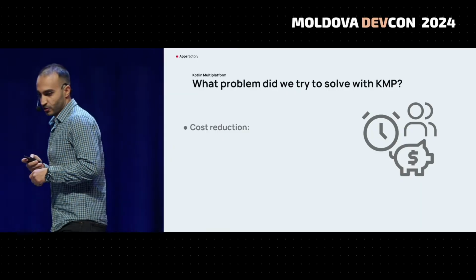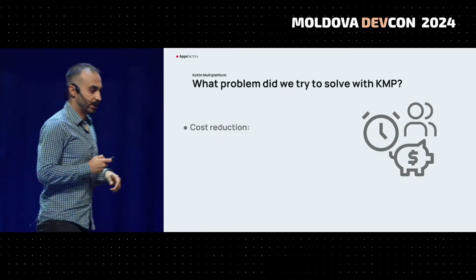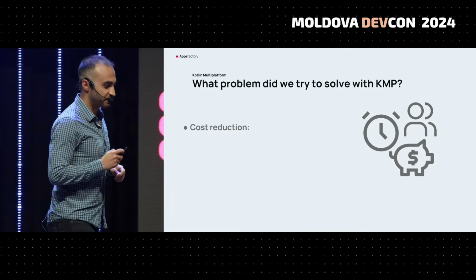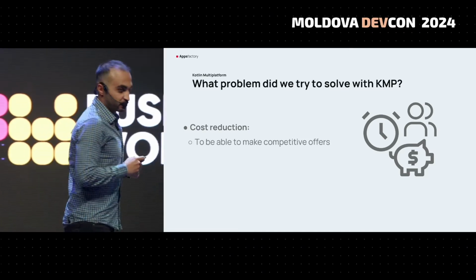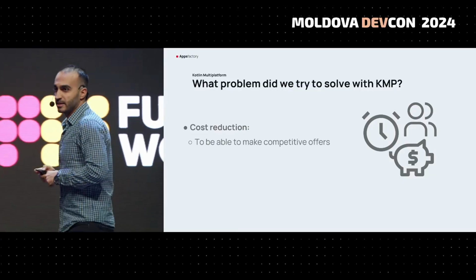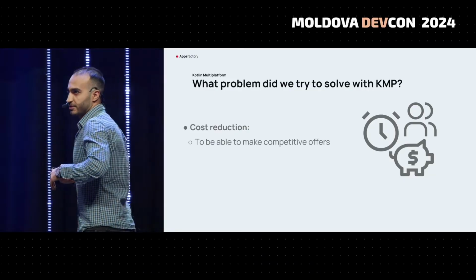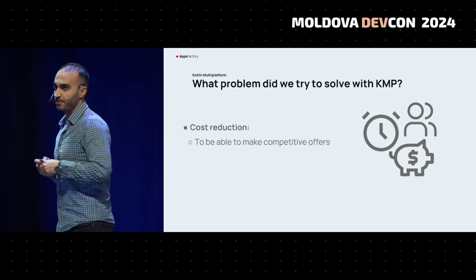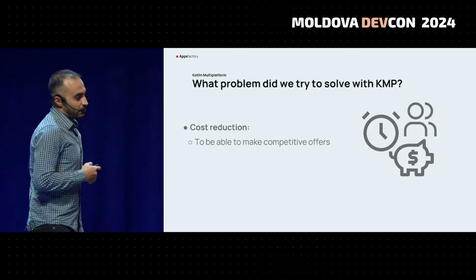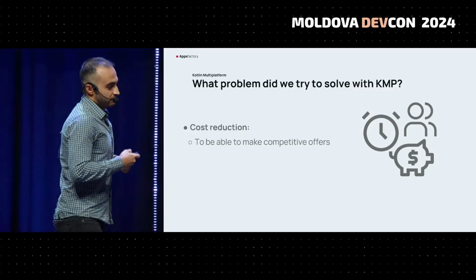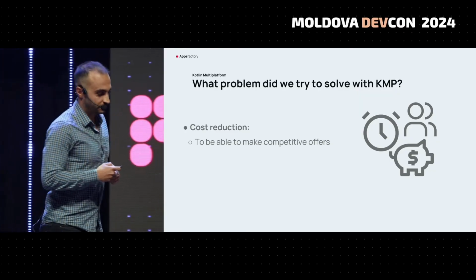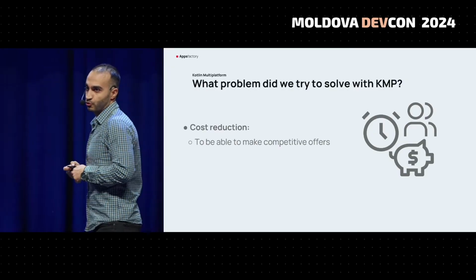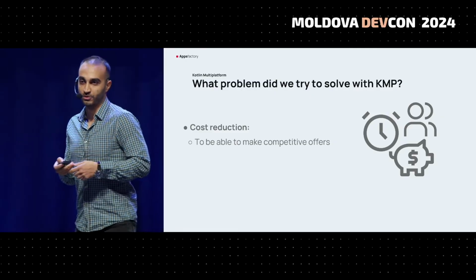Okay, so what problem did we try to solve with KMP? Cost reduction. This is a very important topic. We are an agency company, and we go to the client to meet them and give our offers, you know? And sometimes some clients find these offers expensive. In that case, you need to have alternatives. You don't want to lose clients, right? You don't want to lose money.